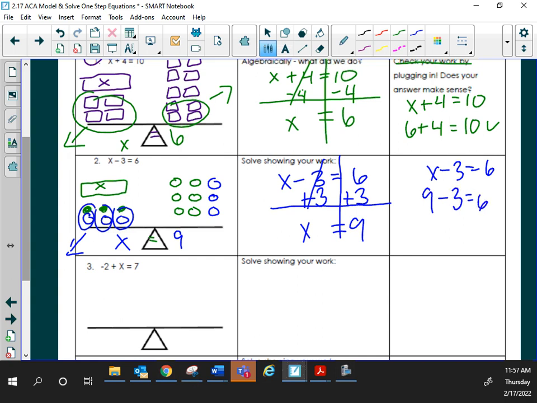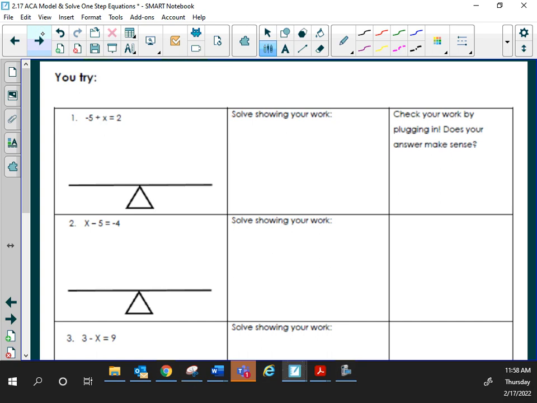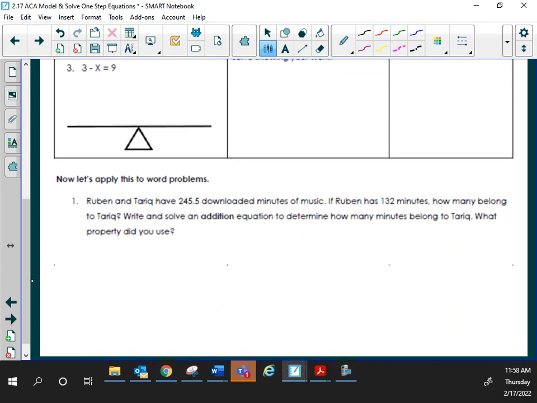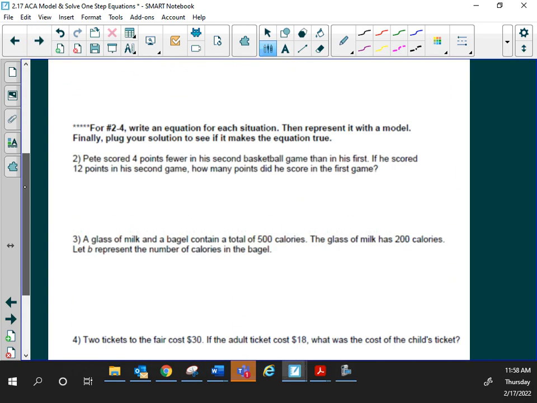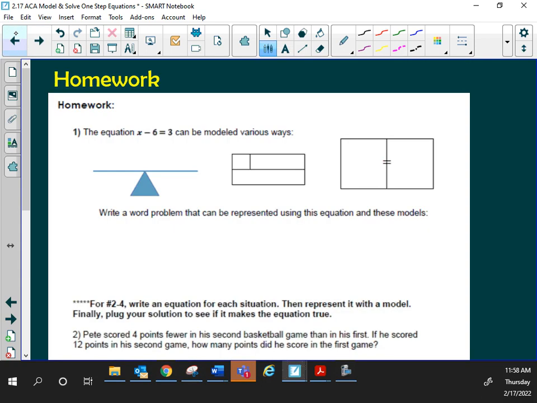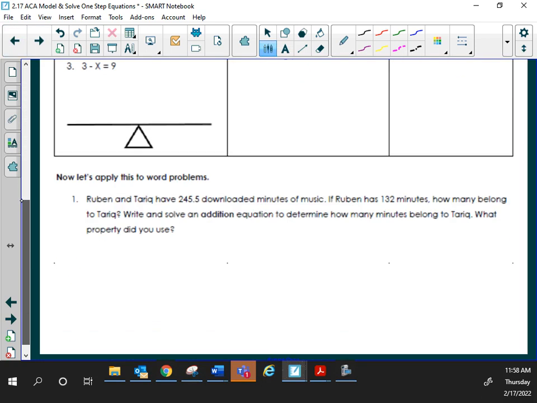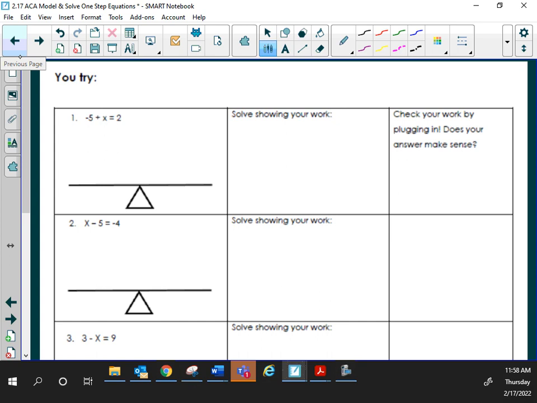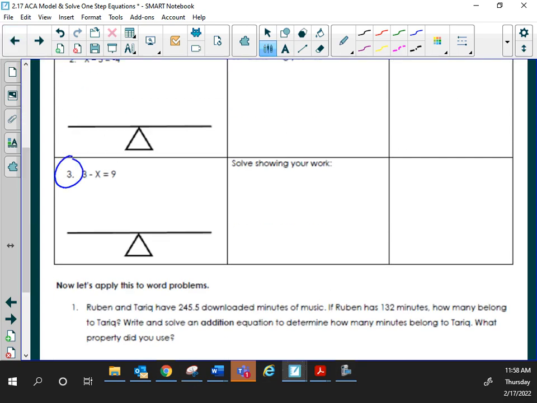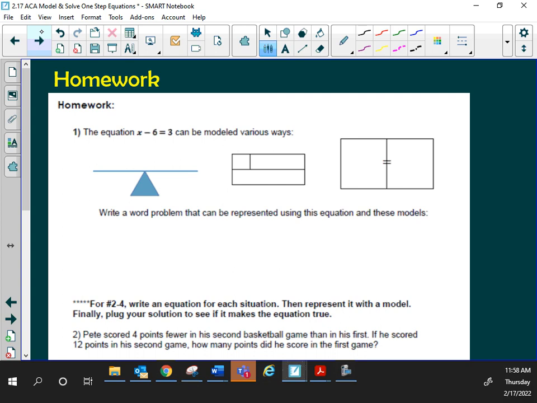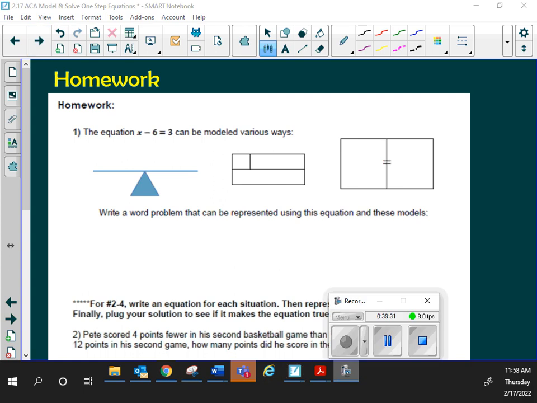Yes. Absolutely. Okay, so I'm not going to assign this whole rest of the packet. Let me look at all of this. Because we didn't get to as much in my class, on the you try, I want you to do 1, 3, and then the homework page. Okay, because we talked a little bit too much in this class. 1, 3, and the rest of the homework page. You'll have a great night.